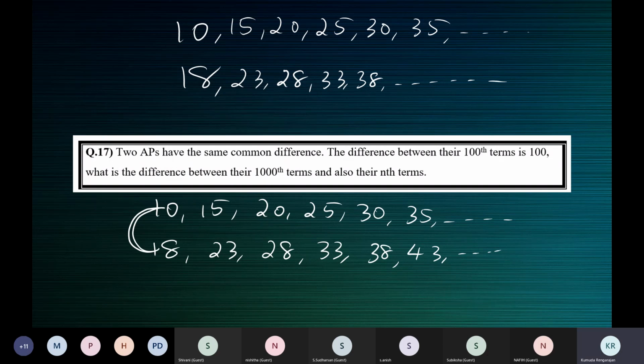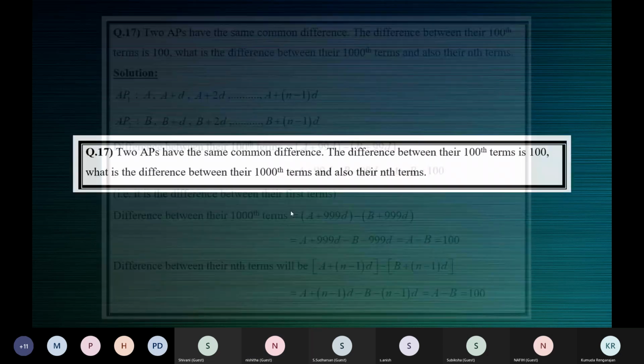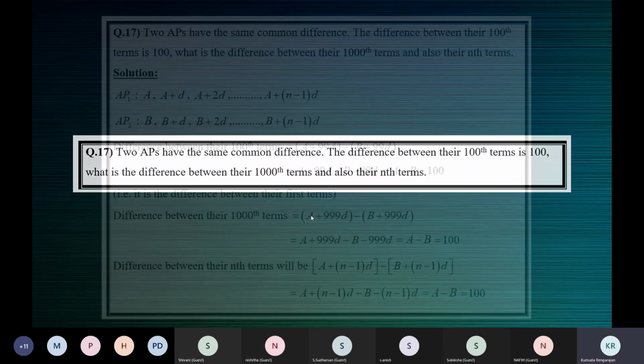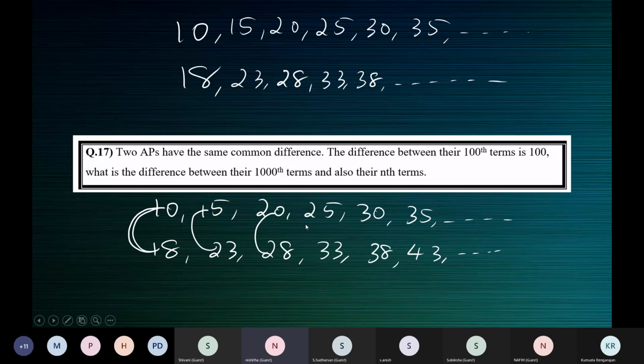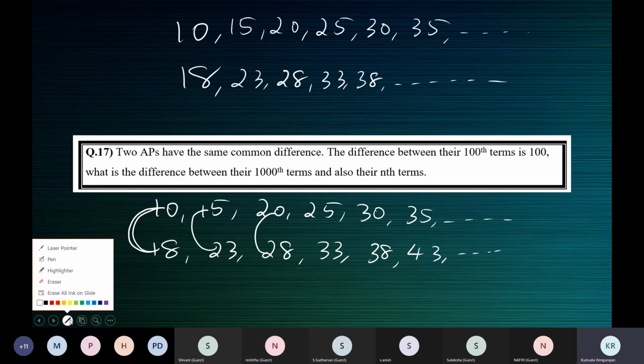So the difference between their first terms is 8. What is the difference between their second terms? 8. Third terms? 8. Fourth terms? 8.